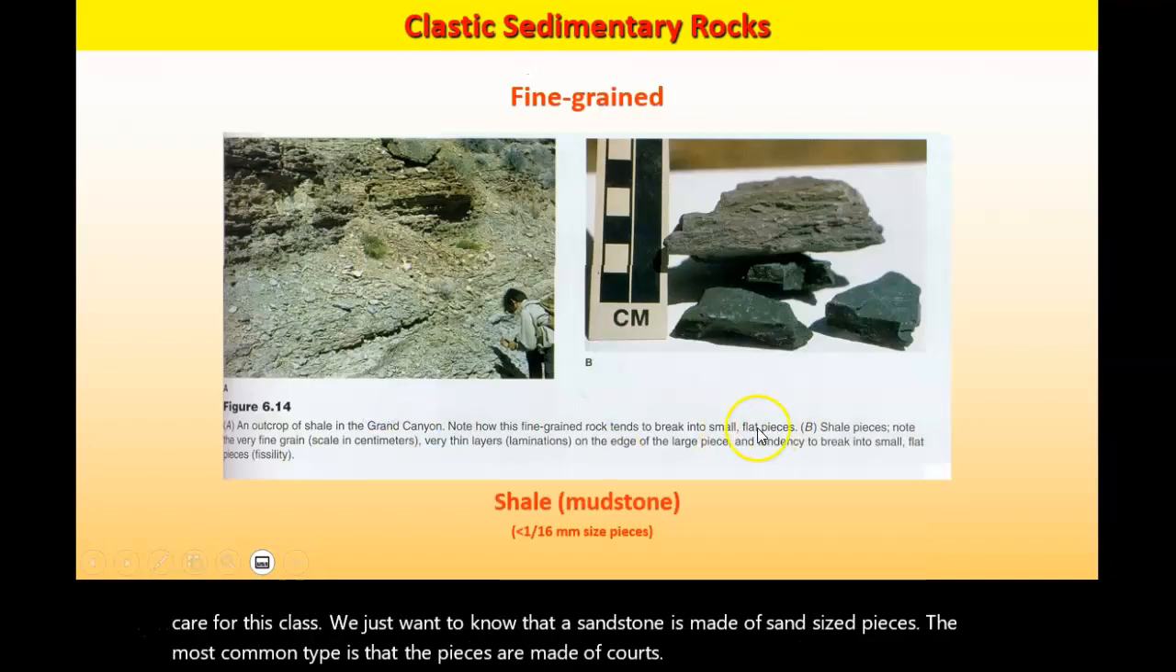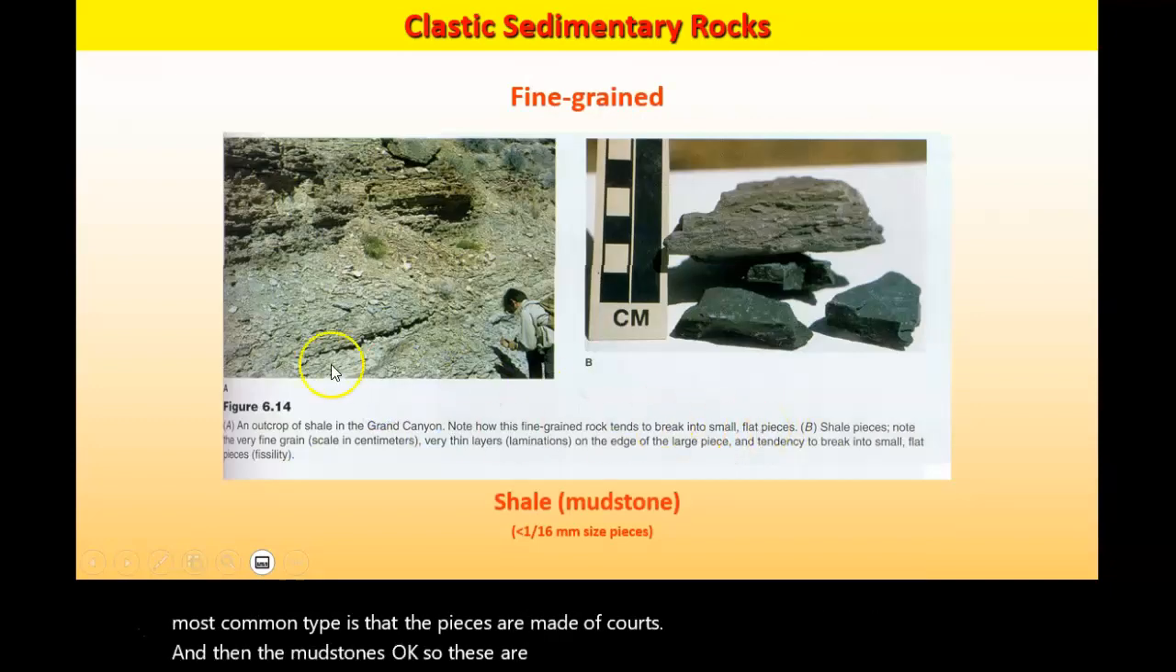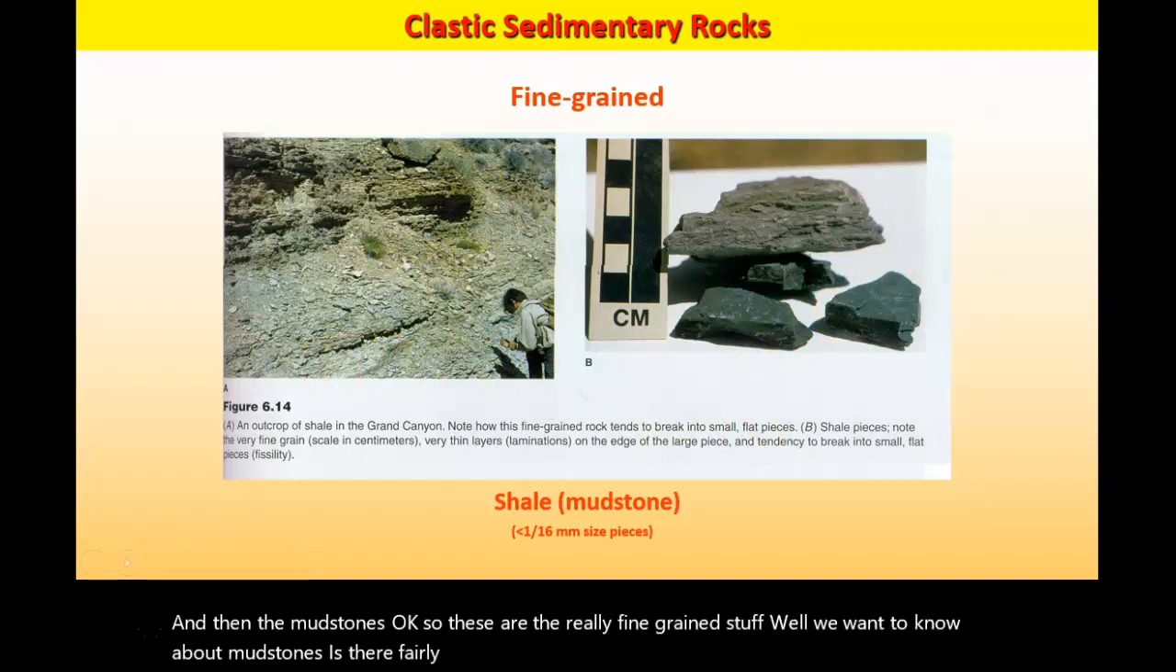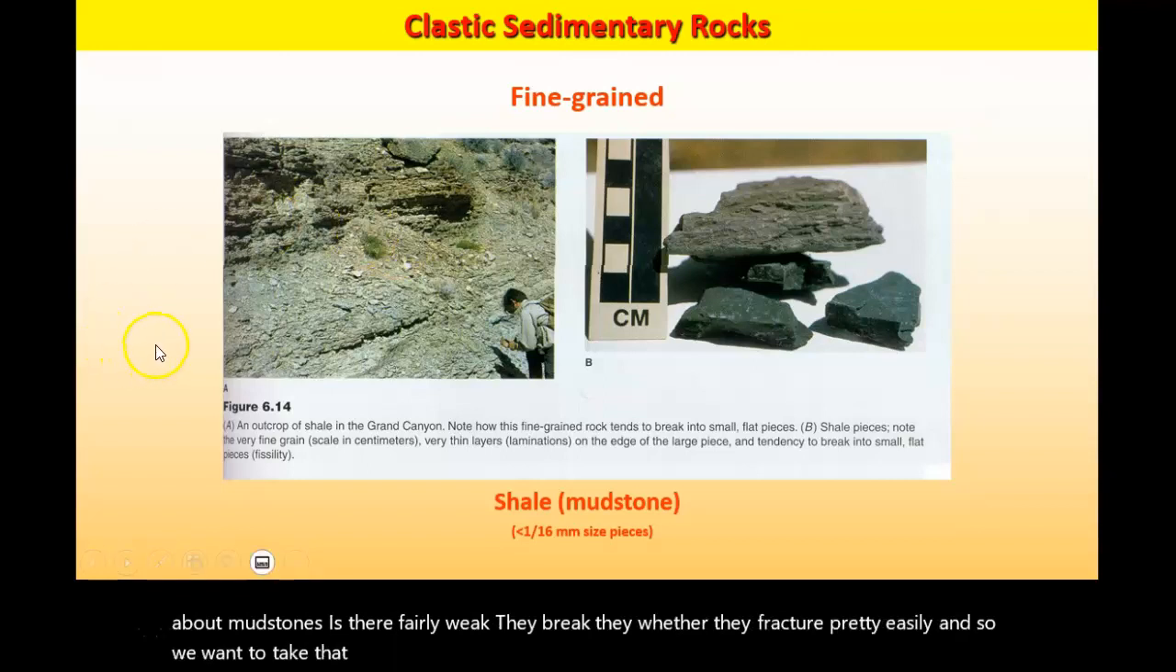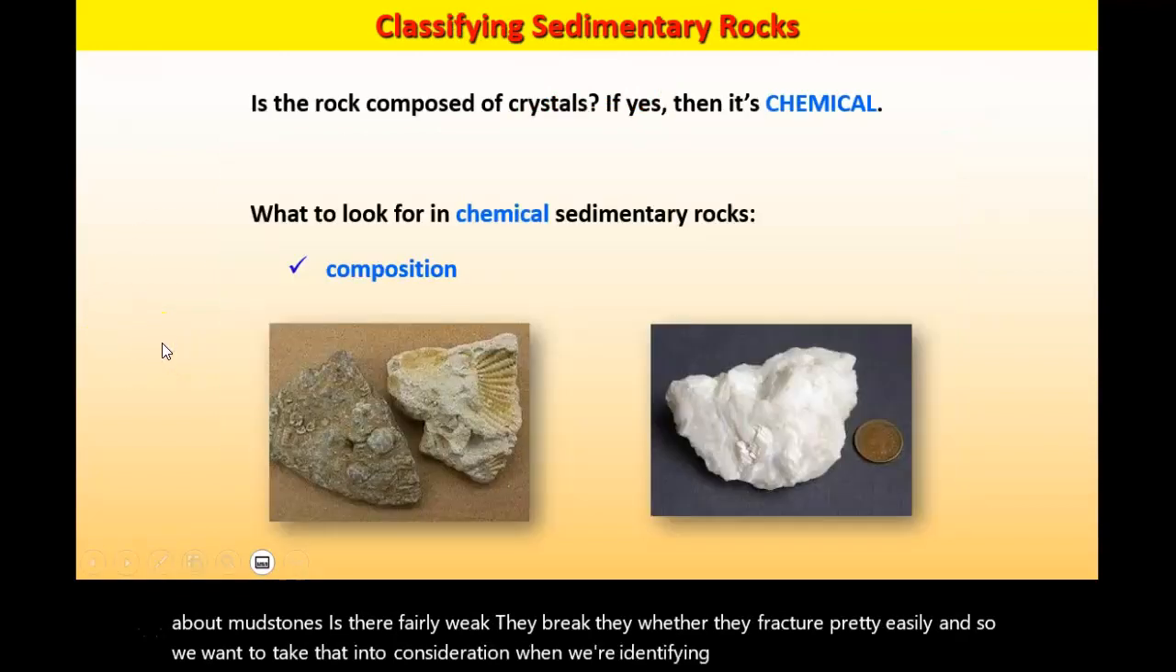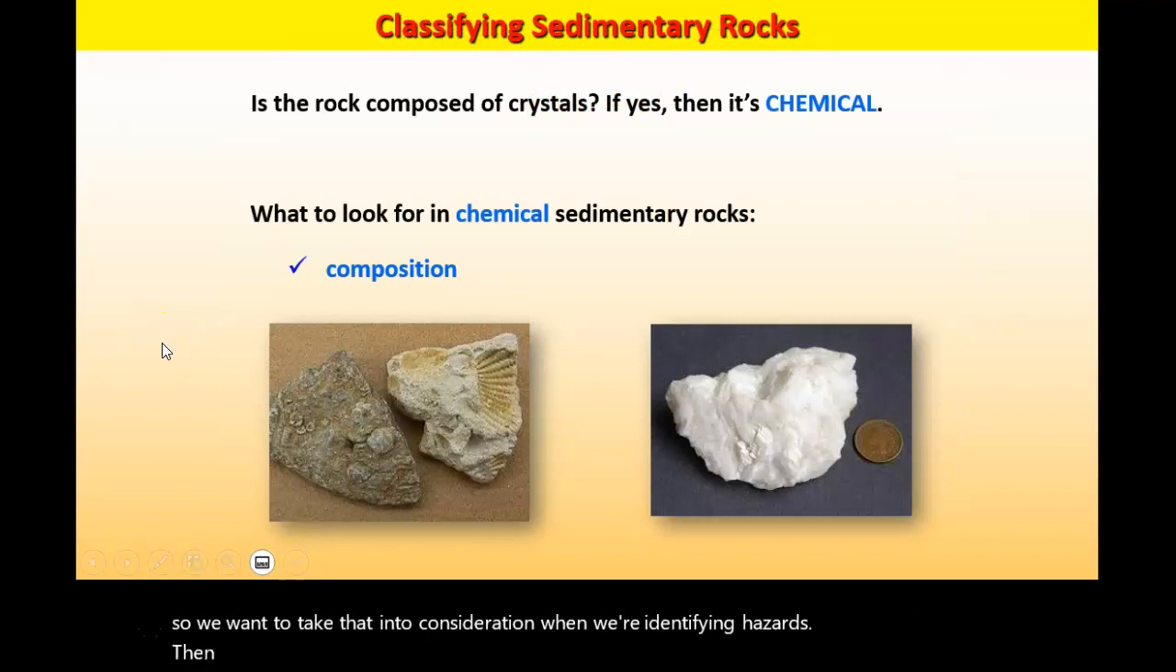And then the mudstones, okay? So these are the really fine-grained stuff. What we want to know about mudstones is they're fairly weak. They break, they weather, they fracture pretty easily. And so we want to take that into consideration when we're identifying hazards. Then our second group, so those were our clastic.